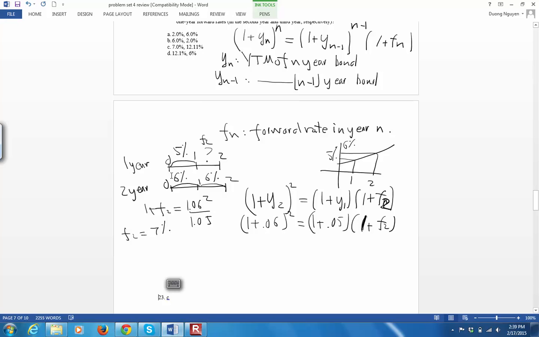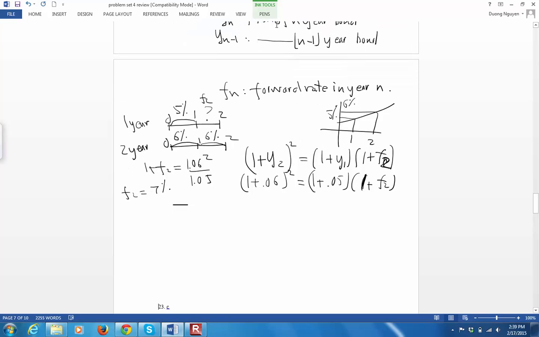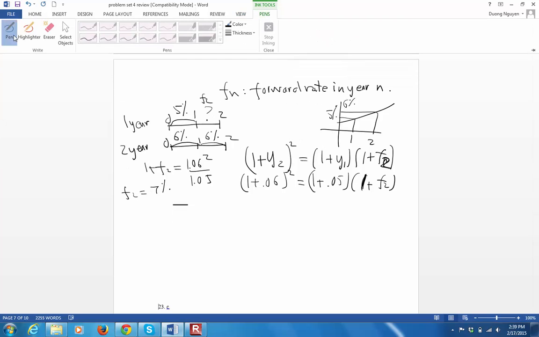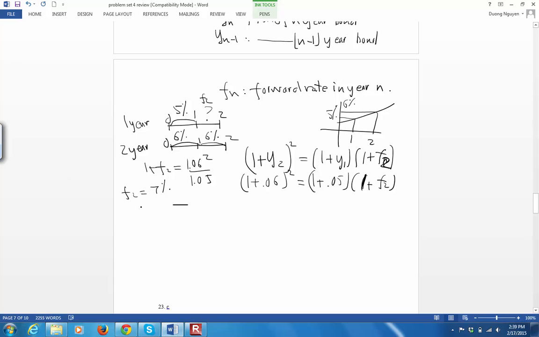Now the next question is, what is the forward rate in the third year? To do that, you have to use the 2-year bond and the 3-year bond. So for the 2-year bond, this is a 2-year bond.